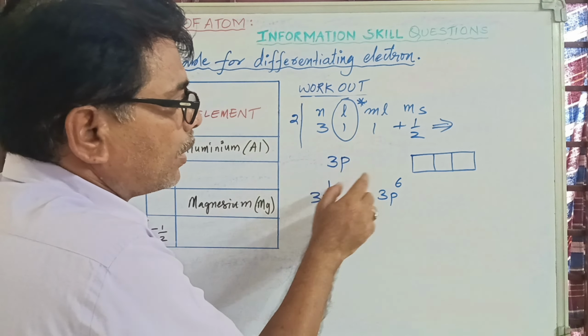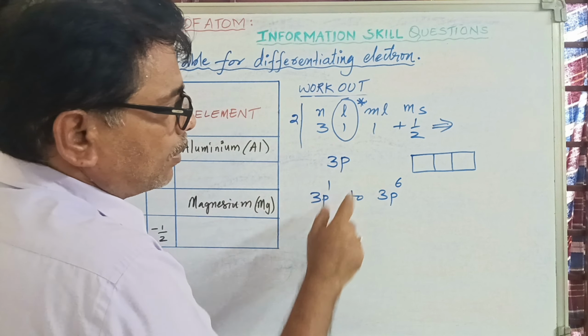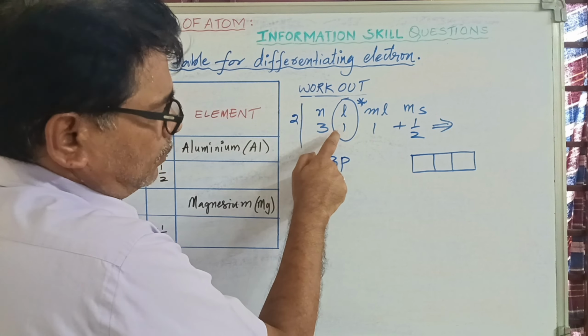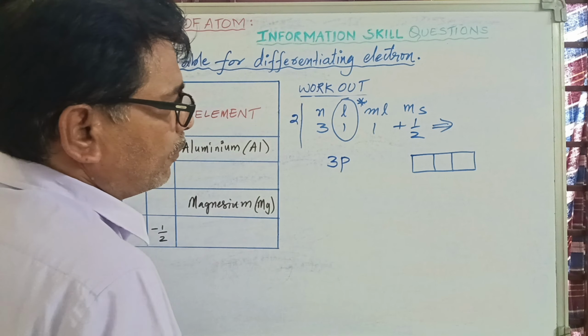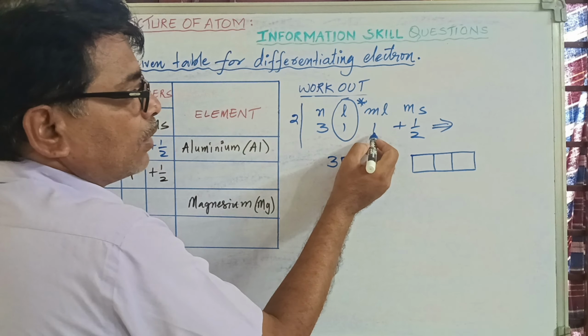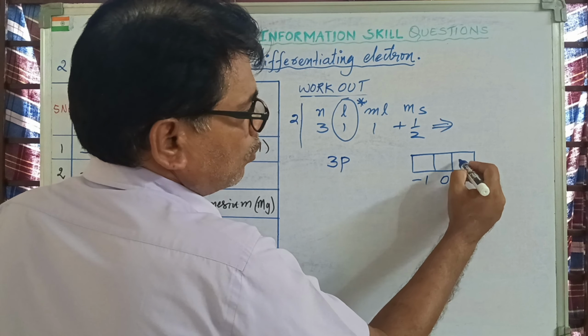That's why, if you know what the azimuthal quantum number is, to some extent you have solved it. The azimuthal quantum number is 1, so it is p, then it is 3p. That means you require 3 boxes. Now the ML value should be 1. ML value 1 means it has to go up to here.